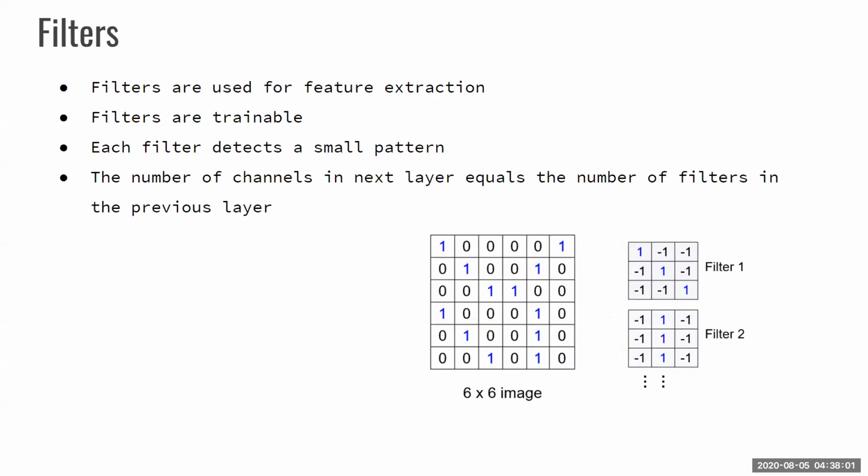So yeah, and the filter values are trainable. The filter values are trainable using back propagation, so the values inside the filter itself shouldn't be set by the designer. Yeah, and each filter detects a small pattern. The smaller the filter is, the more concise it is in detecting more details from the image.